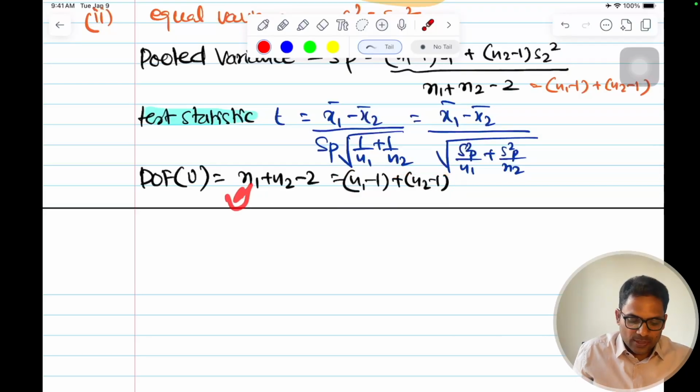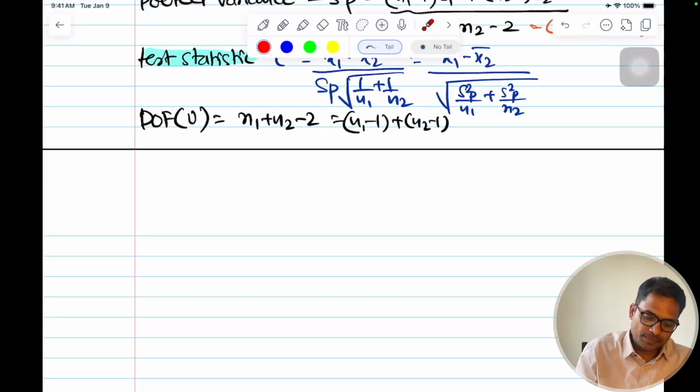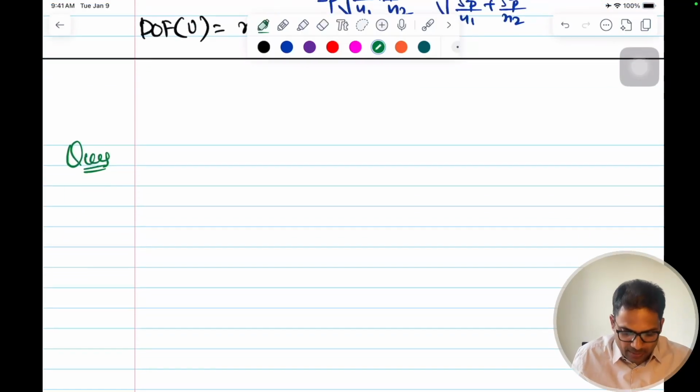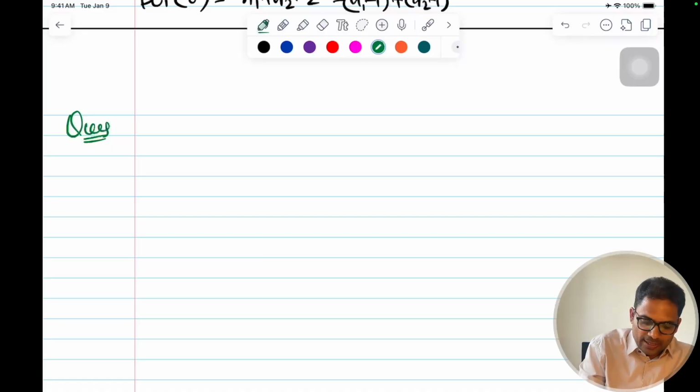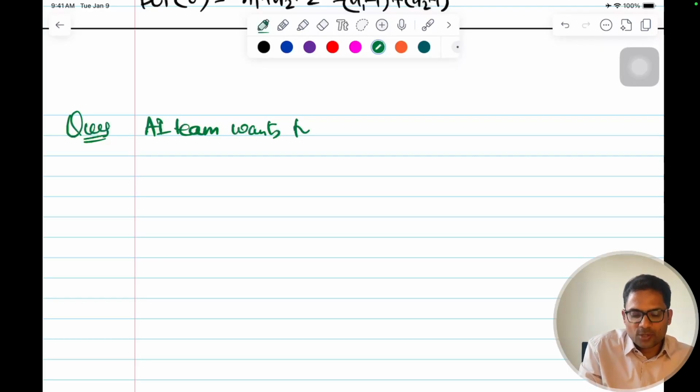Okay, let's quickly solve a problem here and you will understand. So I have a question for you. We have an AI team that wants to validate whether the accuracy of the new ML model they have created is better than the existing or old ML model. We have the data for each of them. The AI team wants to validate, and they can perform a two sample t-test because these are two independent models' data.